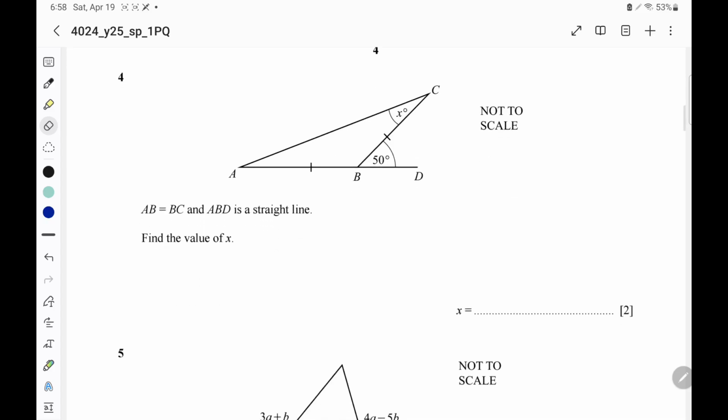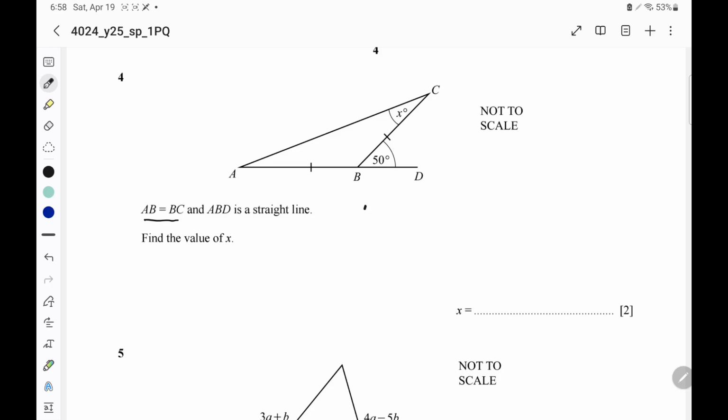Question number 4. You can see an isosceles triangle there. An exterior angle is given, 50 degrees. It's given in the question that AB and BC are equal. We can see in the diagram ABD is a straight line. Find the value of x.